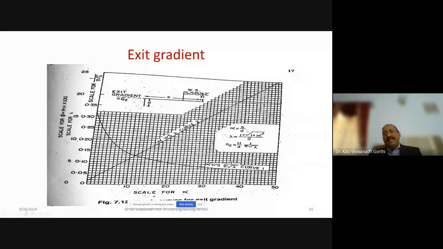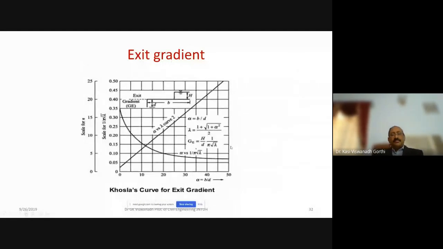Alpha will be equal to b by d. Lambda will be equal to (1 plus square root of (1 plus alpha squared)) by 2. And the exit gradient will be equal to H by d into 1 by pi root lambda. So from the curve, for different values of alpha, you will be able to get the corresponding value of 1 by pi root lambda. Once you get 1 by pi root lambda, substitute here, and you'll get the exit gradient.